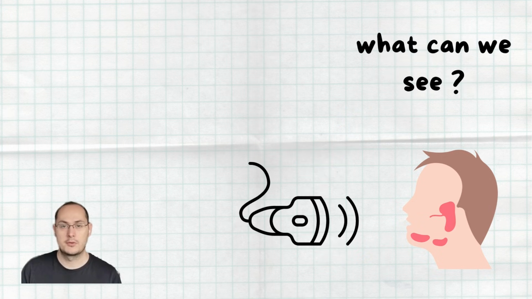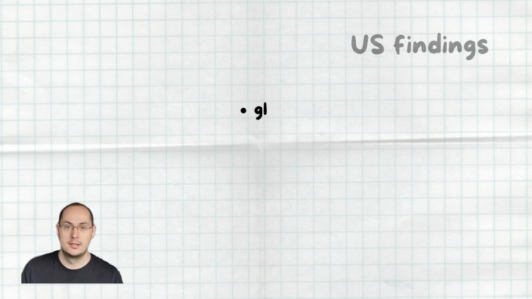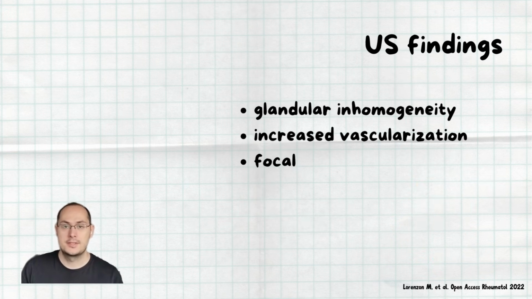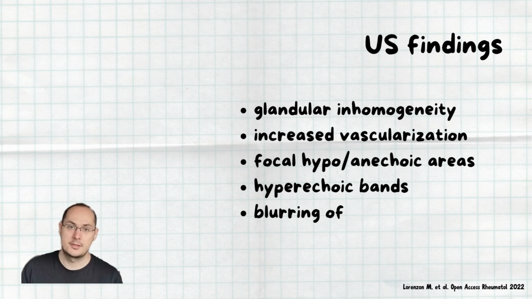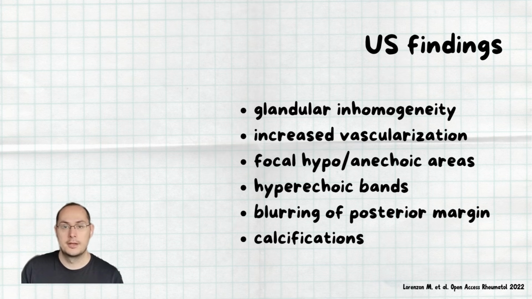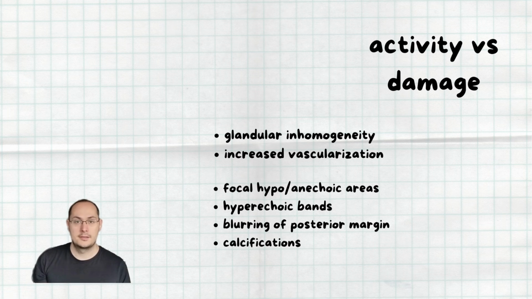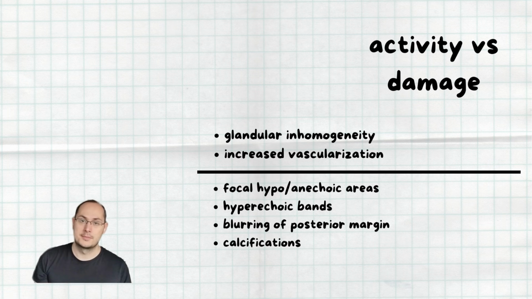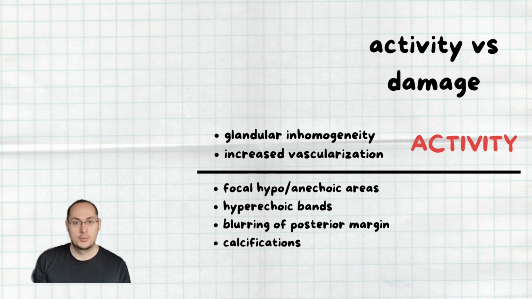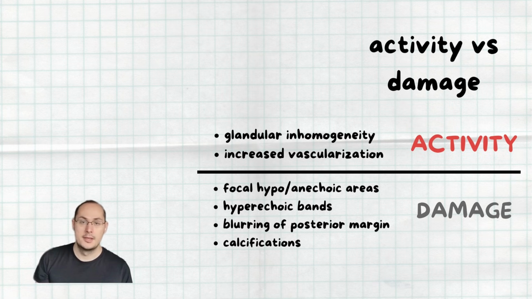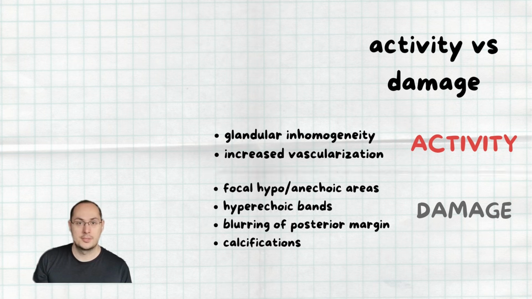What can we see when we perform ultrasound of major salivary glands in Sjogren's disease? Well, take a look at this list. As you can see, there are multiple pathologic findings, including the characteristic hypoechoic focal areas. Furthermore, these findings can be divided into two groups: lesions associated with activity and lesions more related to damage. Dividing lesions in these two groups is important because it helps us understand what we could expect to improve after treatment.